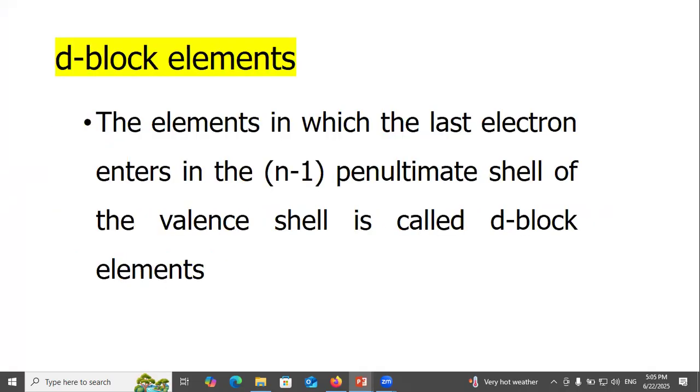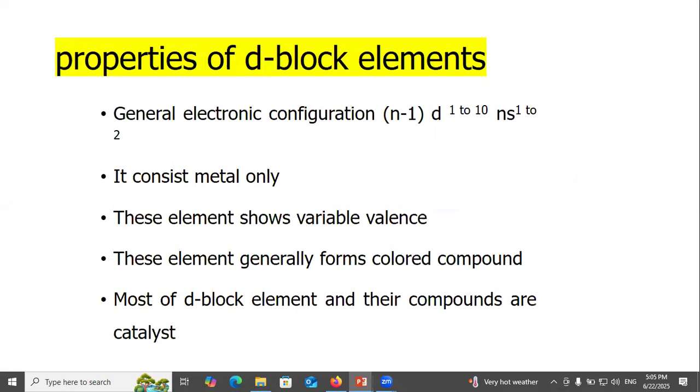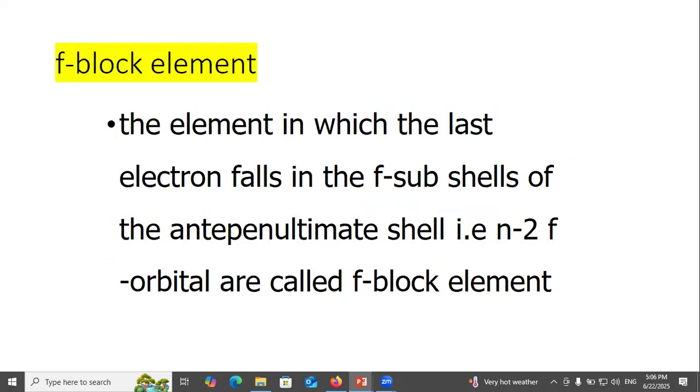D block elements: the elements in which the last electron enters the (n-1) penultimate shell, below the valence shell, are called D block elements. Properties of D block elements: the general electronic configuration is (n-1)d1 to 10, ns1 to 2. They consist of metals only. These elements show variable valency. These elements generally form colored compounds. Most D block elements and their compounds are catalysts.